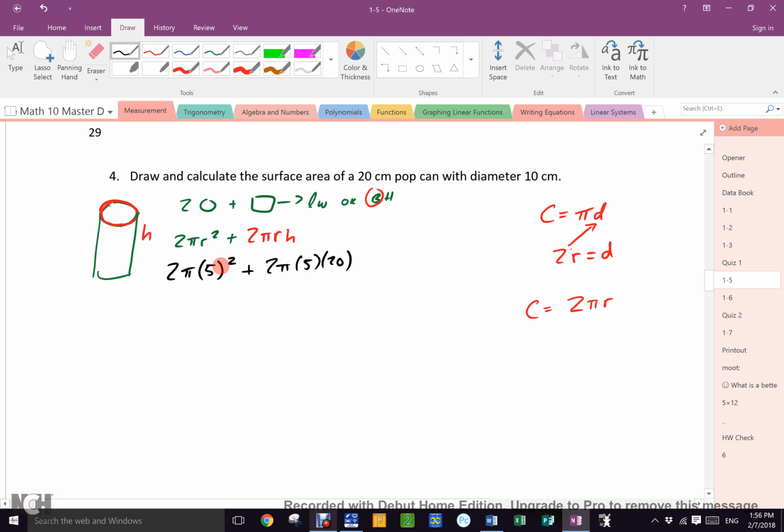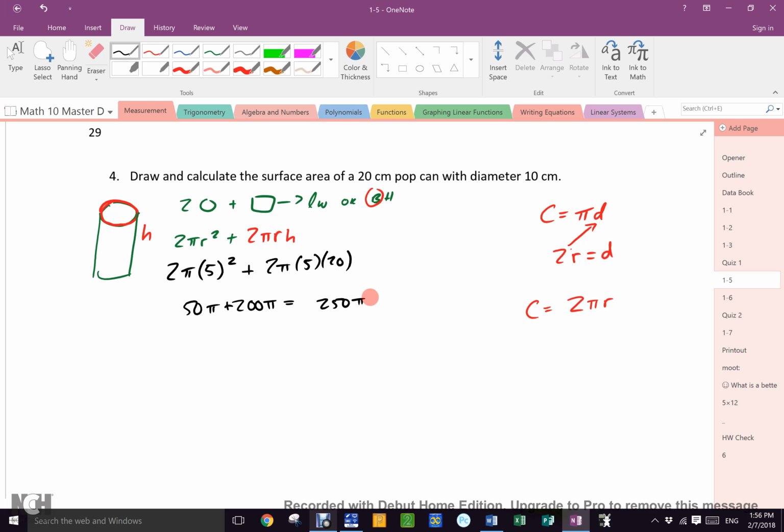What's 5 squared? 25. What's 25 times 2? 50. 50 pi. What's 5 times 20? 100. Times 2? 200. 200 pi. What's 50 plus 200? 250 pi. 250 pi. And you can do it in your head and save a whole lot of time.